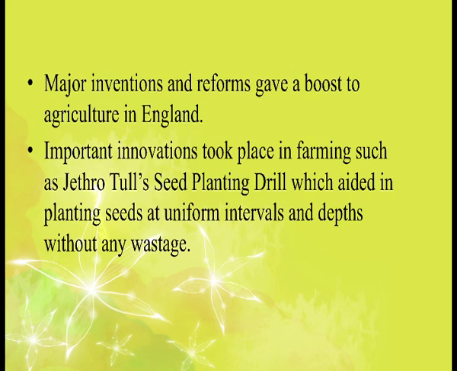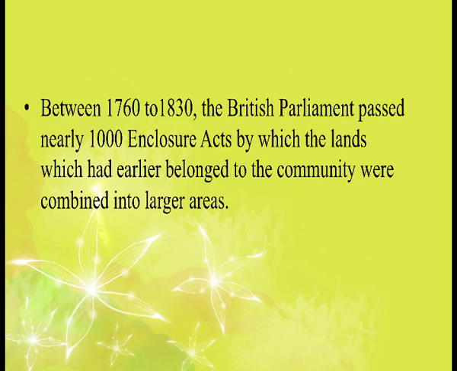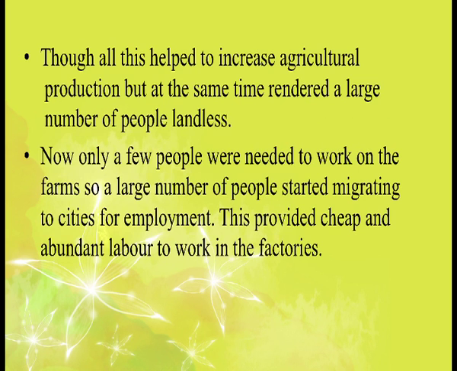Major inventions and reforms gave a boost to agriculture in England. Important innovations took place in farming, such as Jethro Tull's seed planting drill, which aided in planting seeds at a uniform interval and depth without any wastage. Between 1760 to 1830, the British Parliament passed nearly 1000 enclosure acts by which the lands which had earlier belonged to the community were combined into larger areas. Though all this helped to increase agricultural production, at the same time it rendered a large number of people landless.